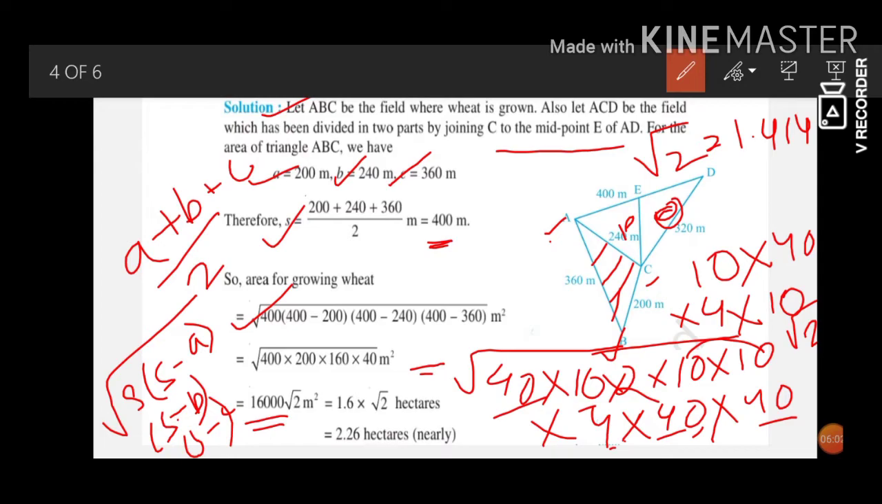In the question it is given that 1 hectare is equal to 10,000 meters square. So 16,000 meters square is equal to 1.6 hectares. So we will change it into hectares and we will get 1.6 into root 2. And the value of root 2 is 1.414, so we will get 2.26 hectares. It is rounded off, since first we consider 3 digits and then we round it off to 2 digits. So 2.26 hectares is the portion where only wheat is grown.